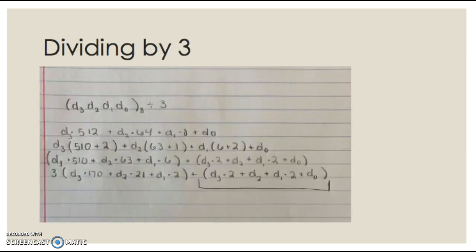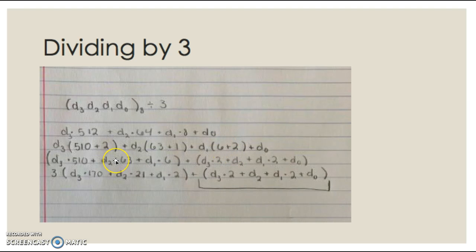To divide by 3, you're going to write out the number the exact same way, because we are still in base 8. But because not all of these place values are divisible by 3 right off the bat, we're going to have to separate them. So 512 turns into 510 plus 2, because 510 is divisible by 3, but 512 is not. 64 turns into 63 plus 1, and 8 turns into 6 plus 2.